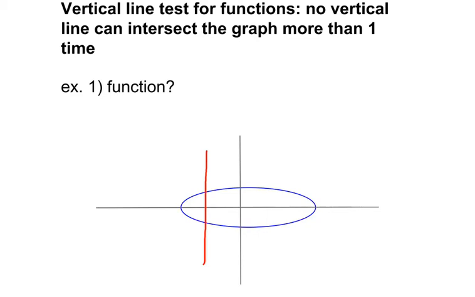Think of the blue graph as being electrified. If you draw this line through, bzz, it hits, bzz, 2 times. So right away, this is not a function. If you think about this point and this point, they both have the same x coordinate, and then they have two different y coordinates. In a function, each x can only be matched up with one y value. So both of these points have the same x value, but two different y values. That's why it's not a function.